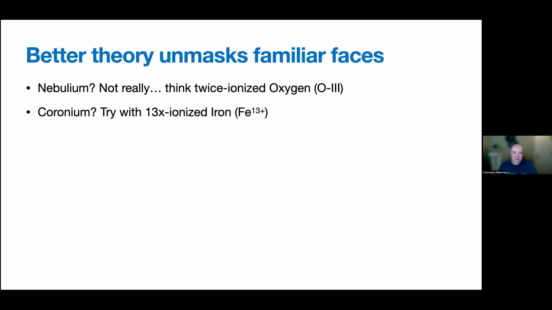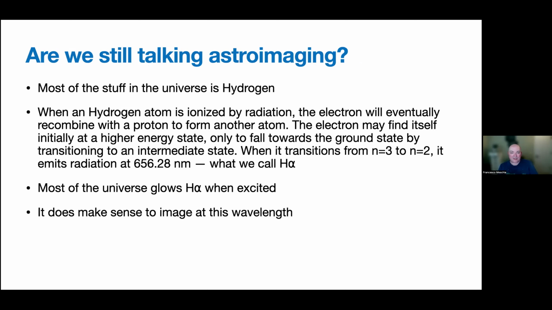So, okay, this is great, but are we still talking about astro imaging in this presentation? Well, yes, because most of the stuff in the universe, as we know, is hydrogen. Hydrogen has been present in the universe since the Big Bang. It's the simplest of all atoms, made up of one proton and one electron.